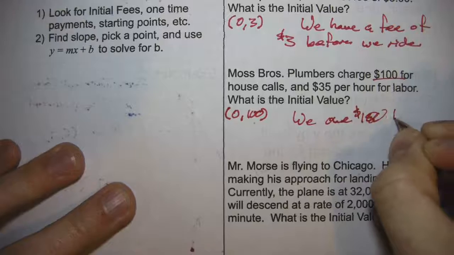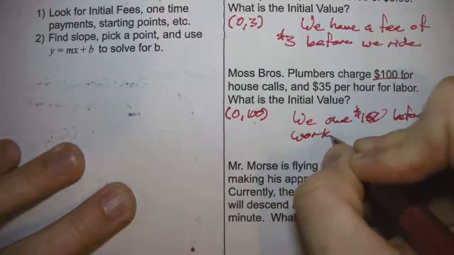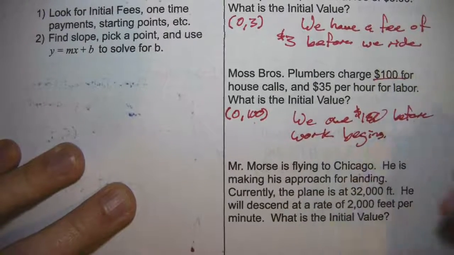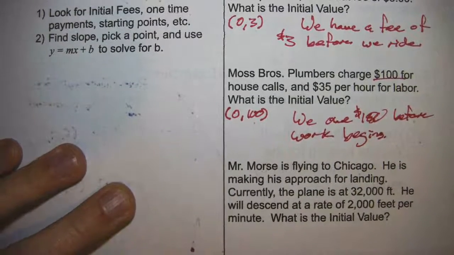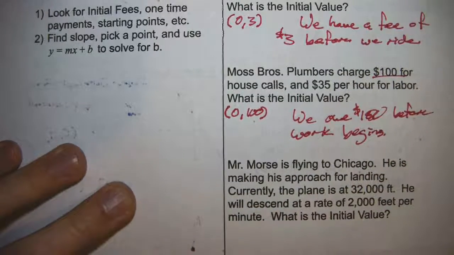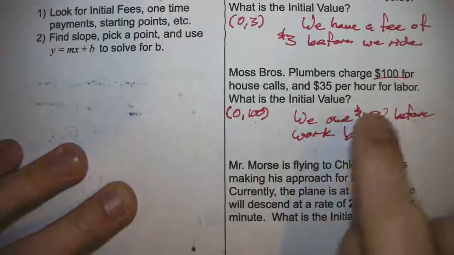As an initial value, we would say we owe $100 before work begins. And anytime you have work done on your house, whether it be plumbing, electrical work, that kind of thing, a lot of times they will charge you a house call fee. Maybe it's $100, maybe it's $150, whatever, and then they'll charge you so much for labor after that. So this is your initial amount.